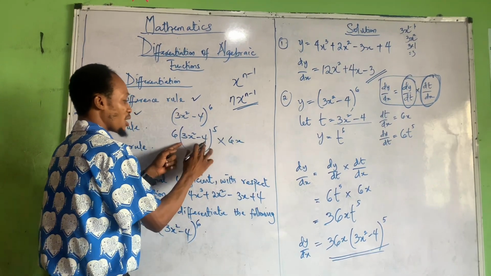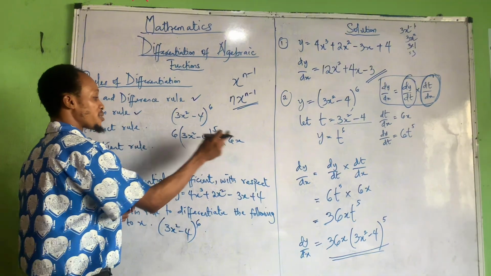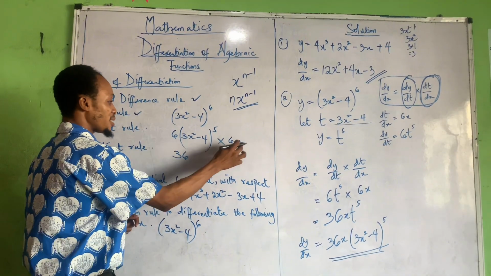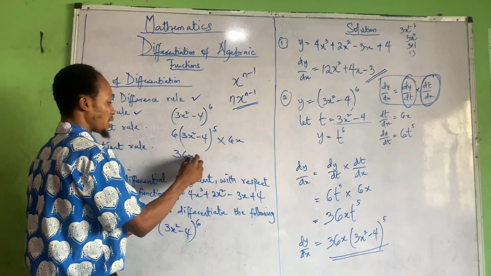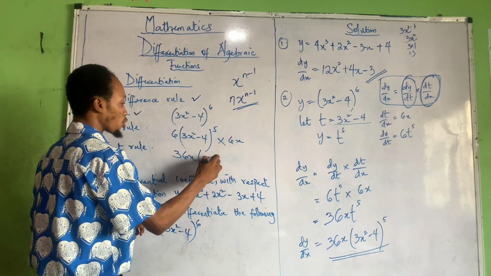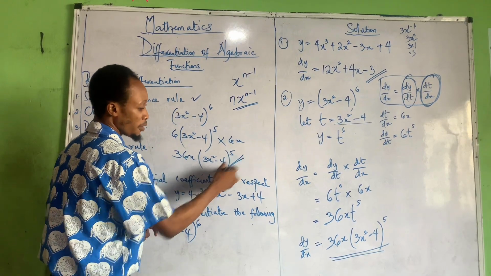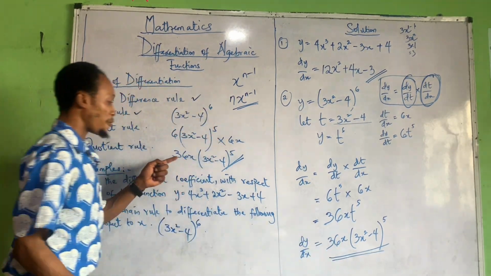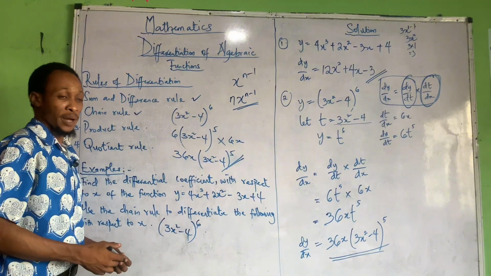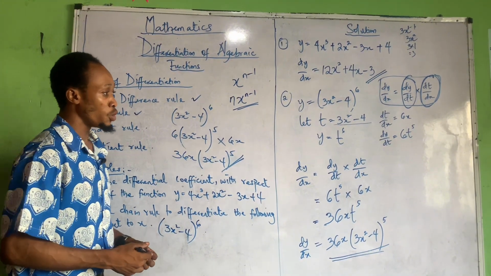So 6x, and this one has gone, 0. So 6 times 6 is 36x. Then the whole of this, 3x squared minus 4 raised to the power 5. So I think that's what we have here. This is a short method for solving your chain rule.